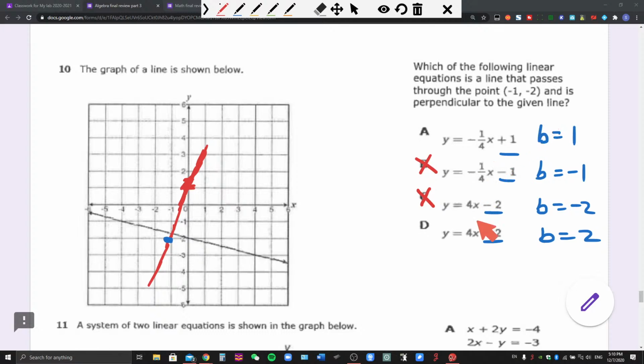Now let's check A and D. For A, the m is negative 1 over 4. For D, m is 4. Or let's say A has a negative slope. D has a positive slope. Now what about this one? It should have a positive slope because it's going up and right. So it should be D.